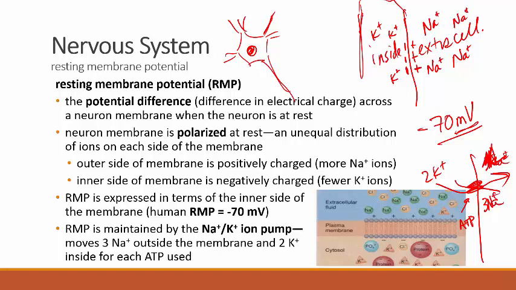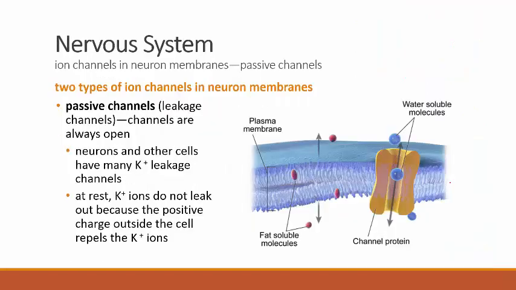So this is what makes the interior slightly negative compared to the exterior: every time you feed it an ATP, we get 3 positive charges added outside and only 2 positive charges added inside. So there we have our resting membrane potential, minus 70 millivolts. So this voltage differential then can set up some more exchange of materials across the neuron membrane.